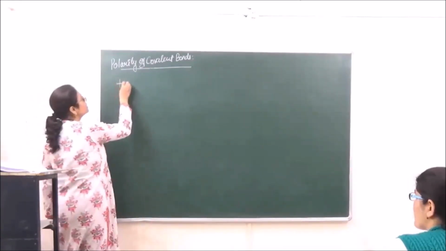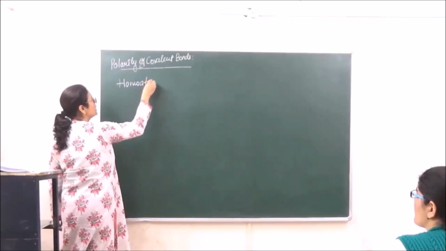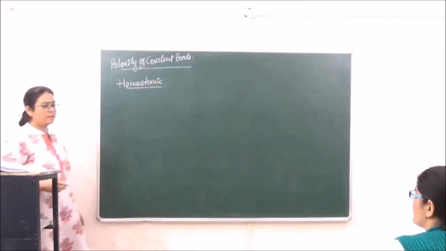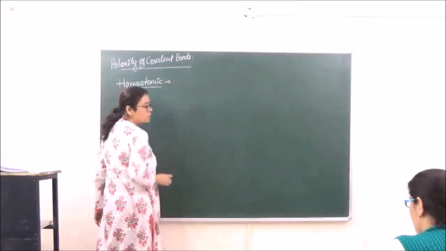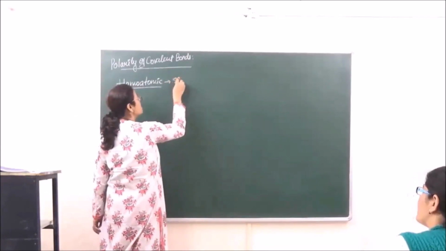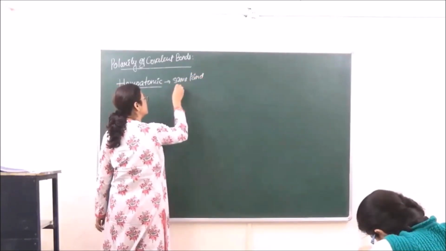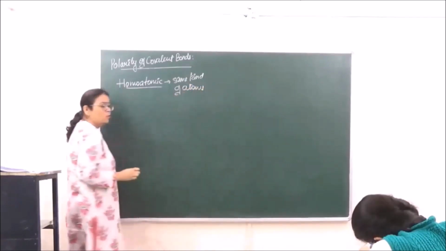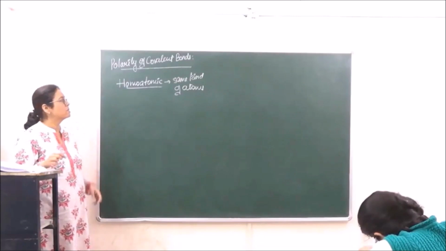We are taking into consideration two types of molecules. The first one is known as homoatomic molecules. Homoatomic molecules कौन से होते हैं? Those molecules which have same kind of atoms. Right? So homoatomic molecules are those which have same kind of atoms.